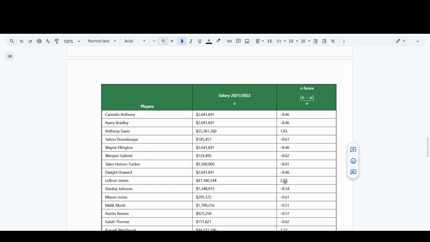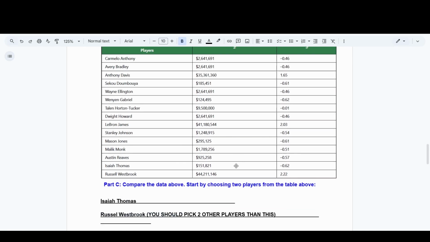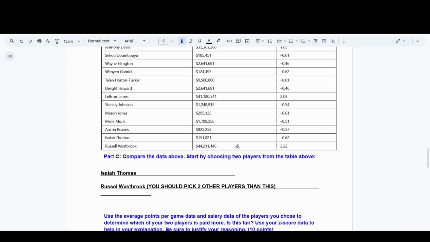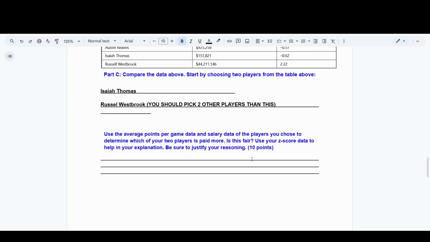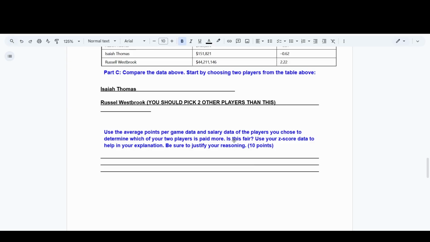Of course, there are other factors that come into it with the NBA. There's marketing, advertising. All these players have different jobs to do in the game. So we are just looking at this purely based off of statistics, purely based off of z-score, even though in real life there are many more factors in this.